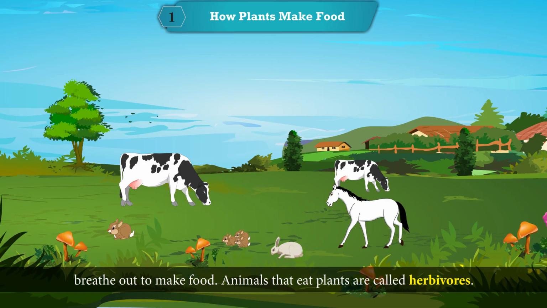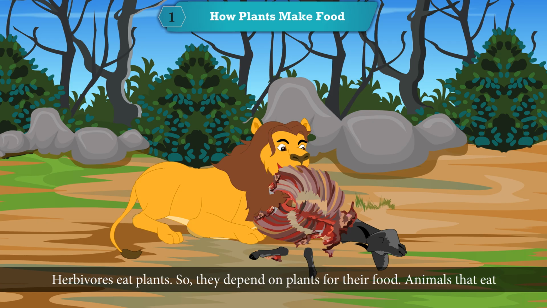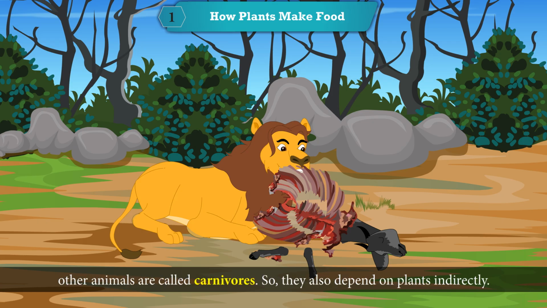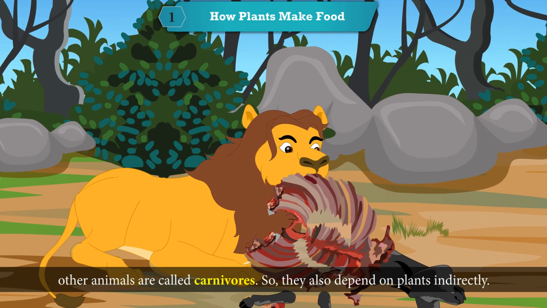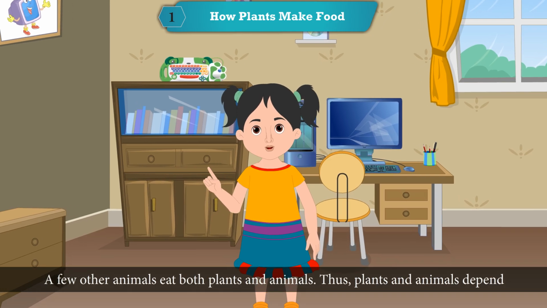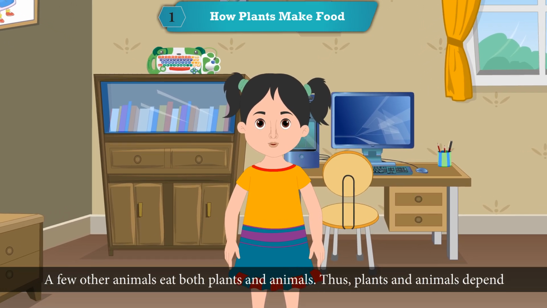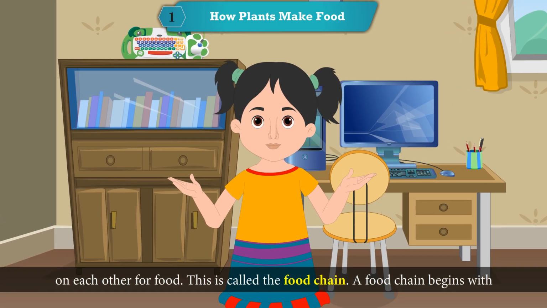Animals that eat plants are called herbivores. Herbivores eat plants, so they depend on plants for their food. Animals that eat other animals are called carnivores, so they also depend on plants indirectly. A few other animals eat both plants and animals. Thus, plants and animals depend on each other for food. This is called the food chain.